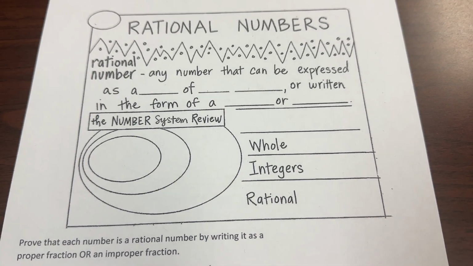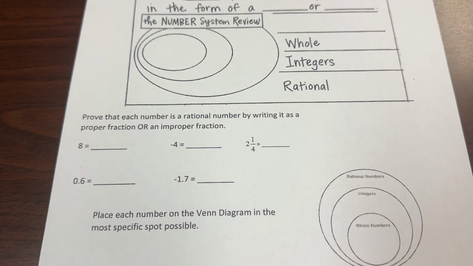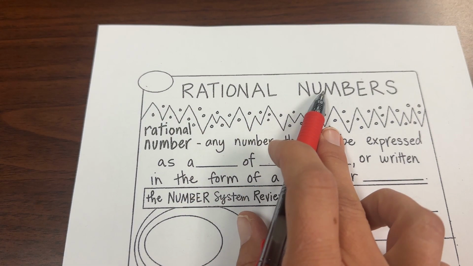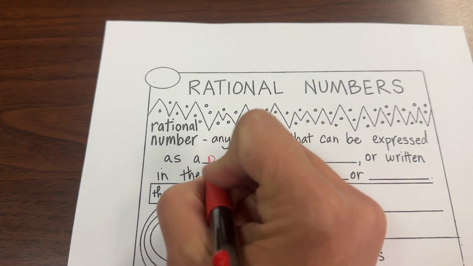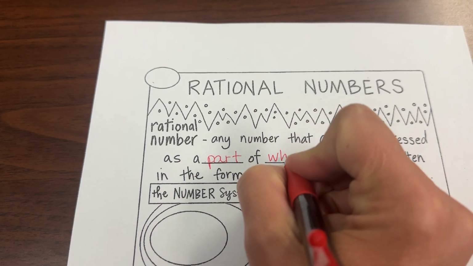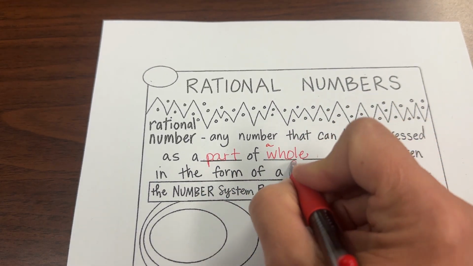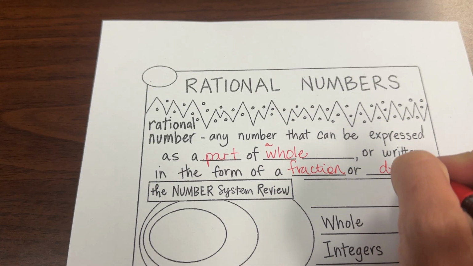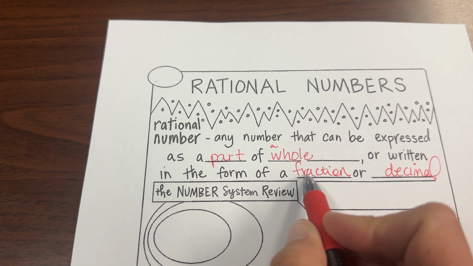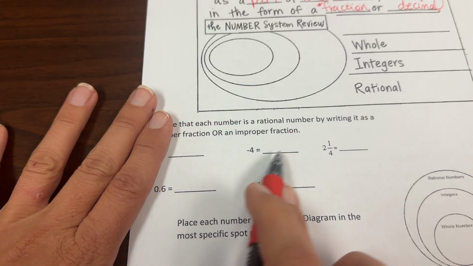Okay, this is on page 9 in your journal. We're going to do a little review, and then we are going to talk about manipulating some rational numbers in order to prove that they're rational. So rational numbers, that's a little review from our first day on page 1, is any number that can be expressed as part of a whole, in the form of a fraction or decimal. All right, so fraction is what we're really going to focus on during this part of our lesson.